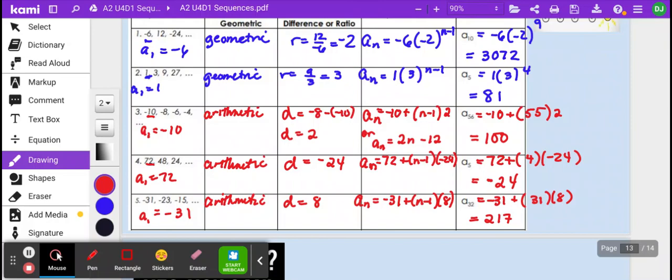But if you're doing a multiple choice question, they may have 2n minus 12. So you would have to recognize, why don't I see negative 10 plus n minus 1 times 2? Because they've simplified it. So that's just a reminder that it could be in a simplified form. And then, can you use the formula correctly to get the given nth term? That's your last column. So take a moment and check and see how you did.